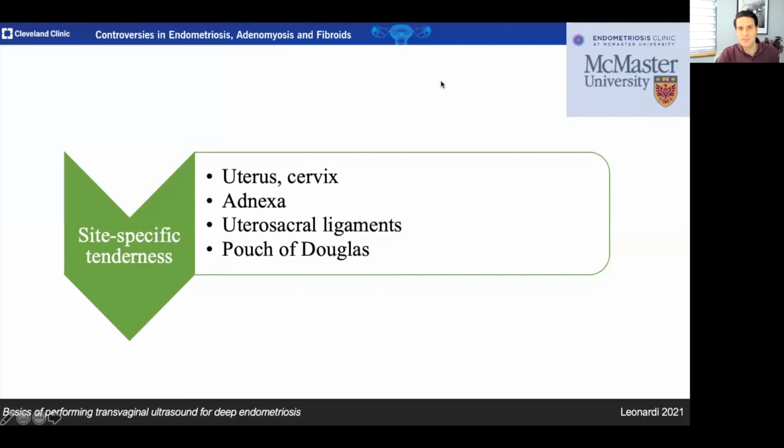Finally, the site-specific tenderness is something that is encouraged to evaluate. It is obviously relatively non-specific because people can have pelvic floor dysfunction, they can have issues with IBS, they can have interstitial cystitis or bladder pain syndrome that will cause tenderness in the vagina on examination. We encourage this to be done at the end of the scan so as to not interrupt the scan if a patient does experience lots of pain. This simply requires probing forward and back in these various areas and asking the patient whether they experience pain there.